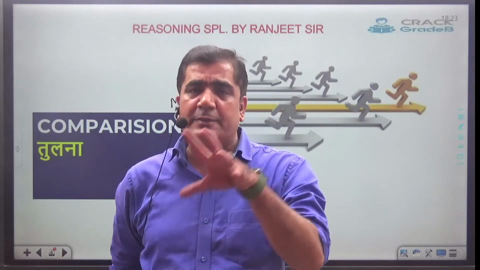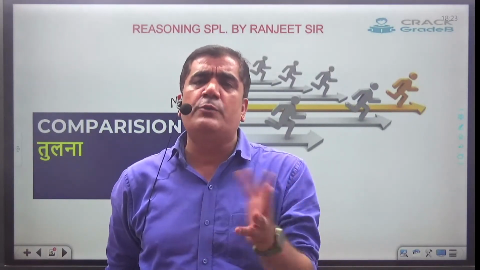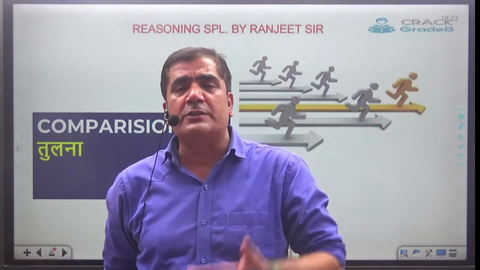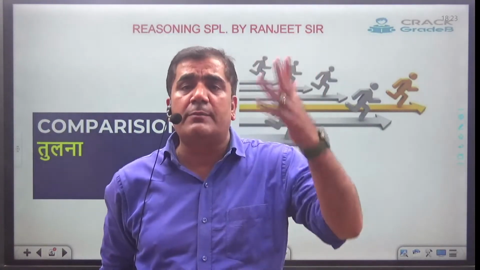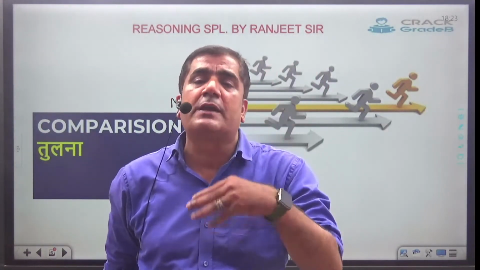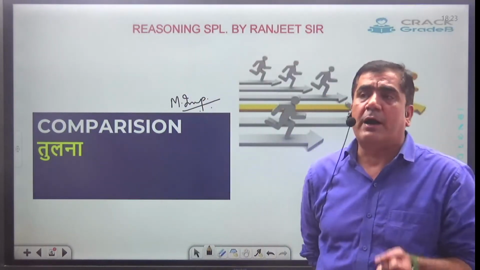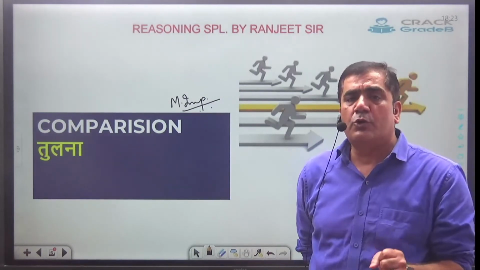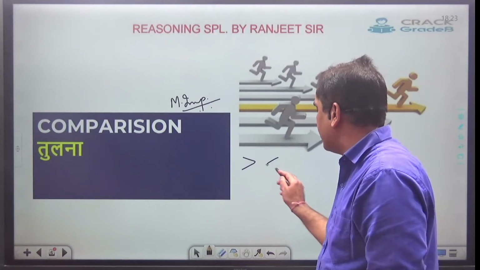In this type, the examiner is going to compare height, weight, marks or age of any 2 persons, and then ask who will be the tallest, who will be the shortest, who will be the heaviest, who will be the weakest, who has got the maximum score, who has got the minimum score, something like this. Whenever any comparison problem comes, most of the students will go by the symbol like this. They will use this symbol.